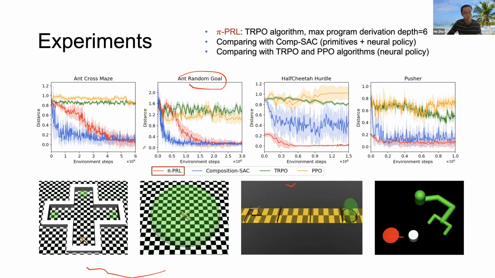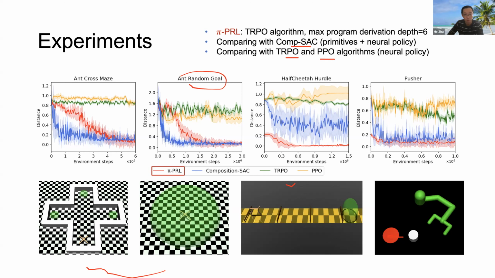The curves in red are our algorithm. We compare our algorithm with TRPO and PPO. We also compare our algorithm with compositional SAC. In compositional SAC, we also give the neural network the 4 primitives, and we use a neural network to choose which primitive we should use at a certain step. So the only difference between compositional SAC and our algorithm is that we use a program to choose which primitive to take at a certain point, but in compositional SAC, we use a neural network to choose which primitive to combine.